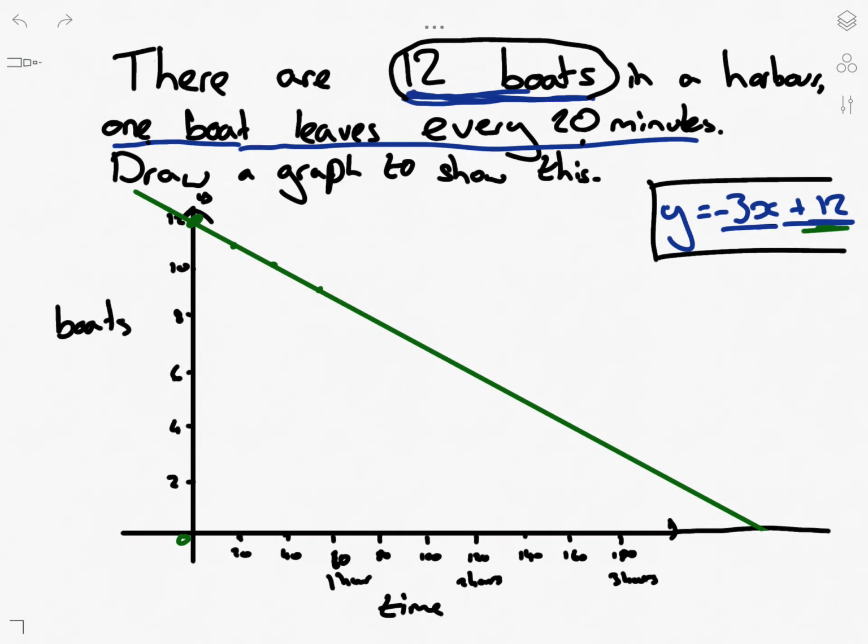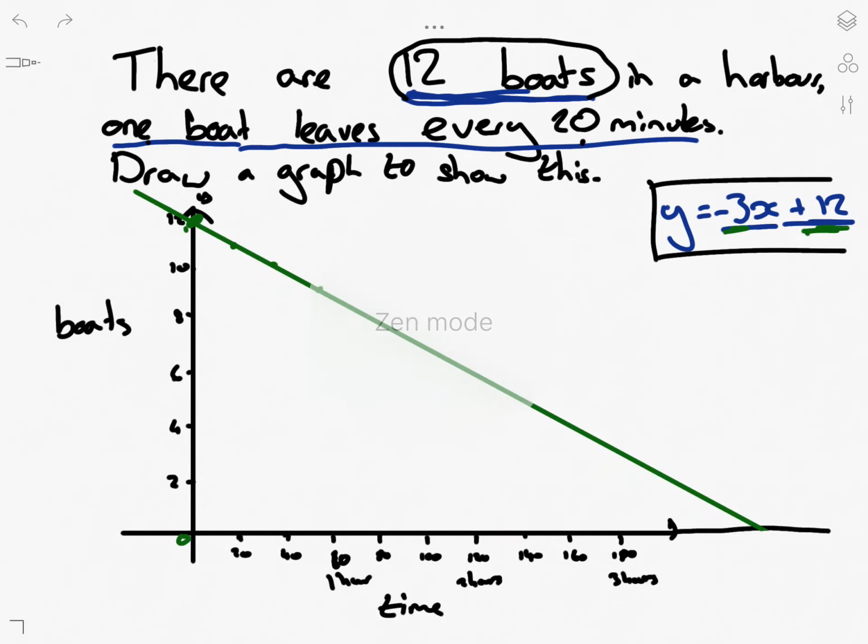Okay, and that's it. So you should be able to see we've got our intercept of 12, and the gradient of -3 is because every hour we're going down 3, like this. Okay, so once you've got it drawn, they might ask you some questions.